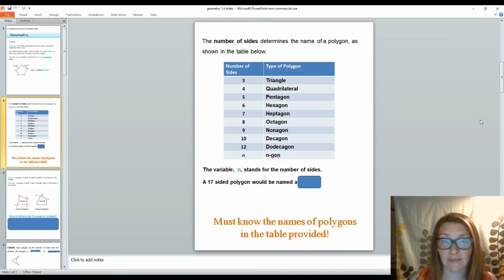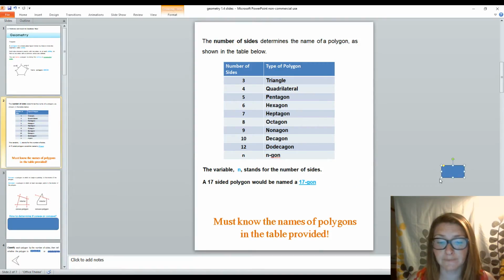N will be represented by the number of sides. So if I have 13 sides, it'll be a 13-gon. If I have 100 sides, it'll be a 100-gon. So here I have 17 sides. What would the name be? Right, it would be a 17-gon. Notice I wrote the number 17 and then G-O-N afterwards. Again, you need to know all the polygons in this table.